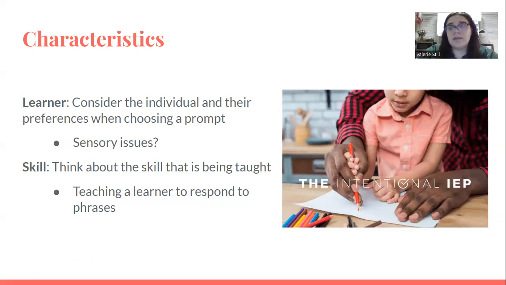Another example would be if you want to teach a learner to respond to different phrases like hello, goodbye, red, white, and blue. Those prompts are going to look a lot different than if you're teaching more movement skills like fine motor and gross motor, where you're going to use more physical prompts. Whereas if you're teaching phrases, it's not going to require a lot of physical movement.